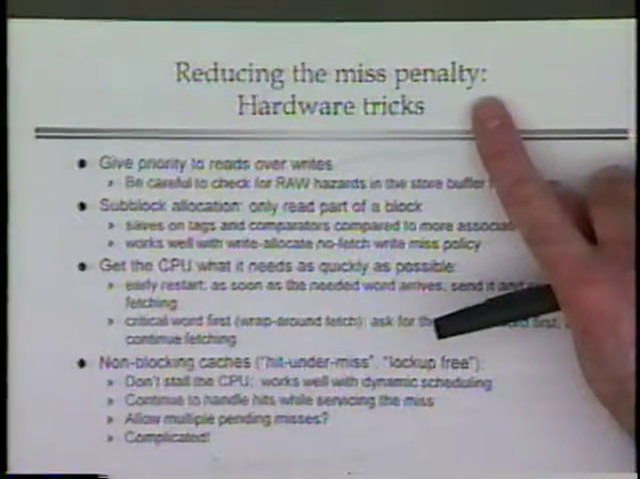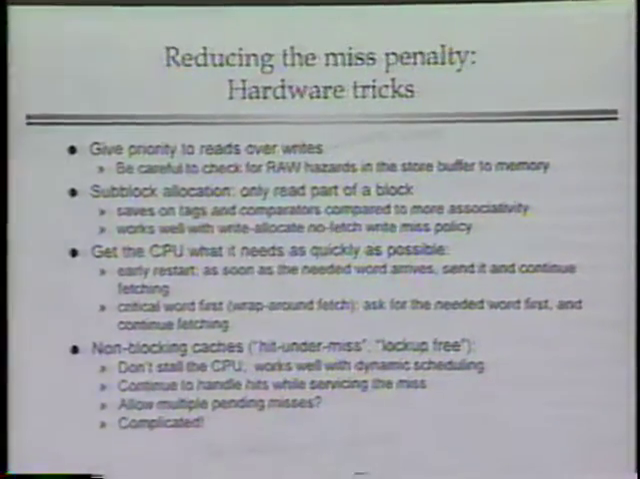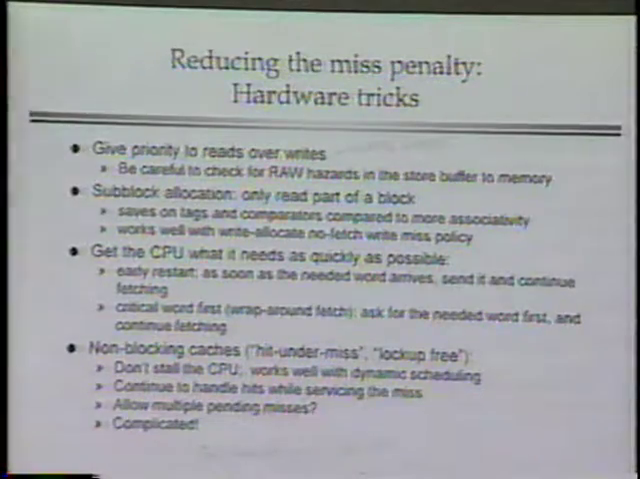But we are not finished in what we can do with hardware. Let's look now at reducing the miss penalty. What happens if we go to the cache and we miss? We did the best we can in trying to reduce the miss rate, but there are still going to be some misses. How do we get the penalty we pay when the miss actually occurs to be as small as possible?